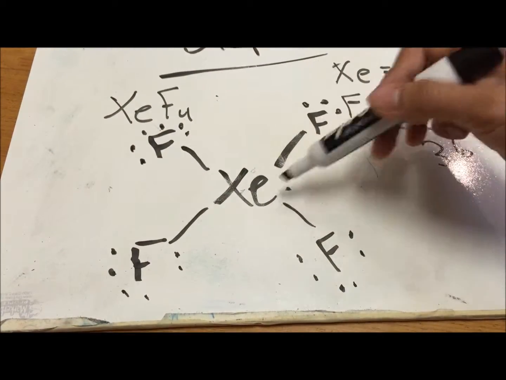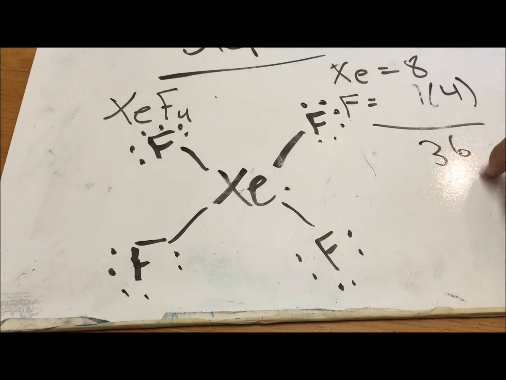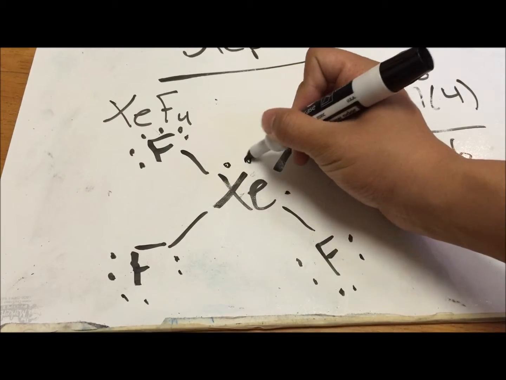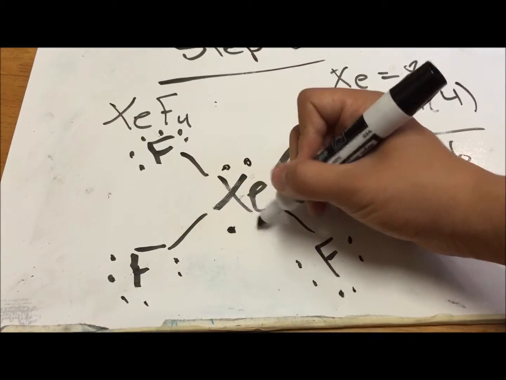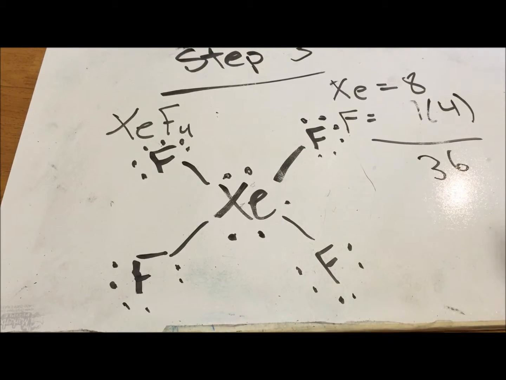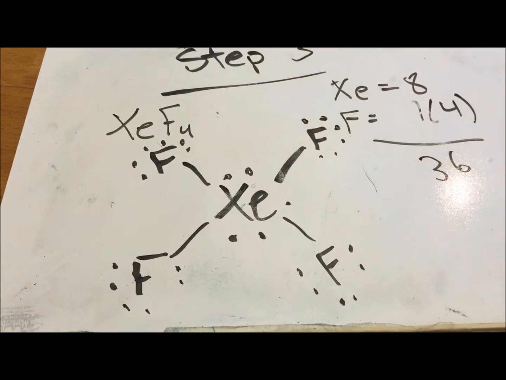Now, when we count it all up, 8, 16, 24, 32. We're still missing 4 valence electrons. So now we're going to add that to the central atom. Now this is part of the exception. Xenon has a D shell. This means that it can have more than 8 valence electrons, so it can surpass the octet rule.